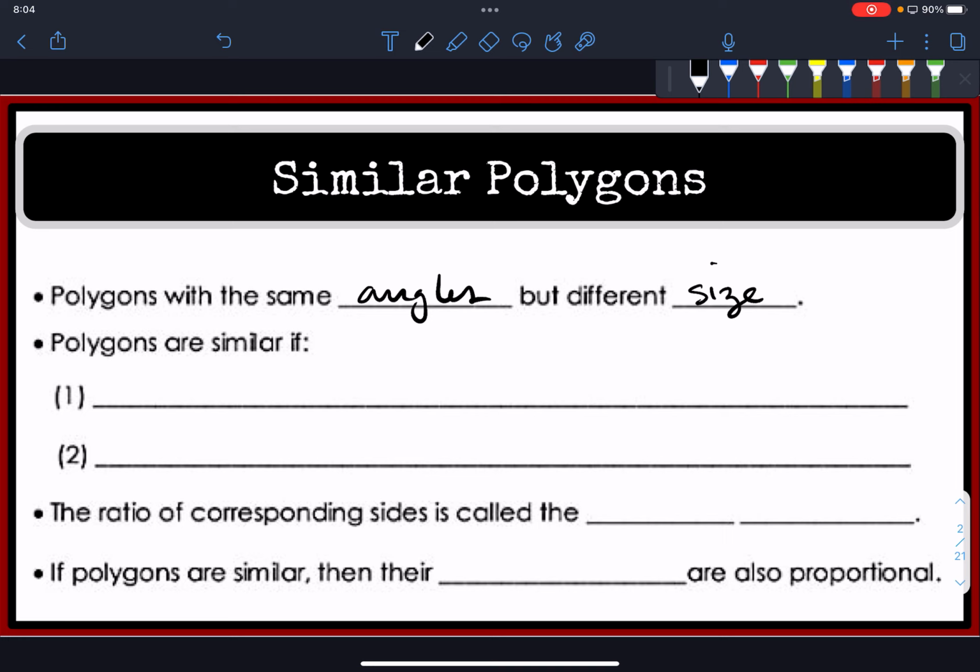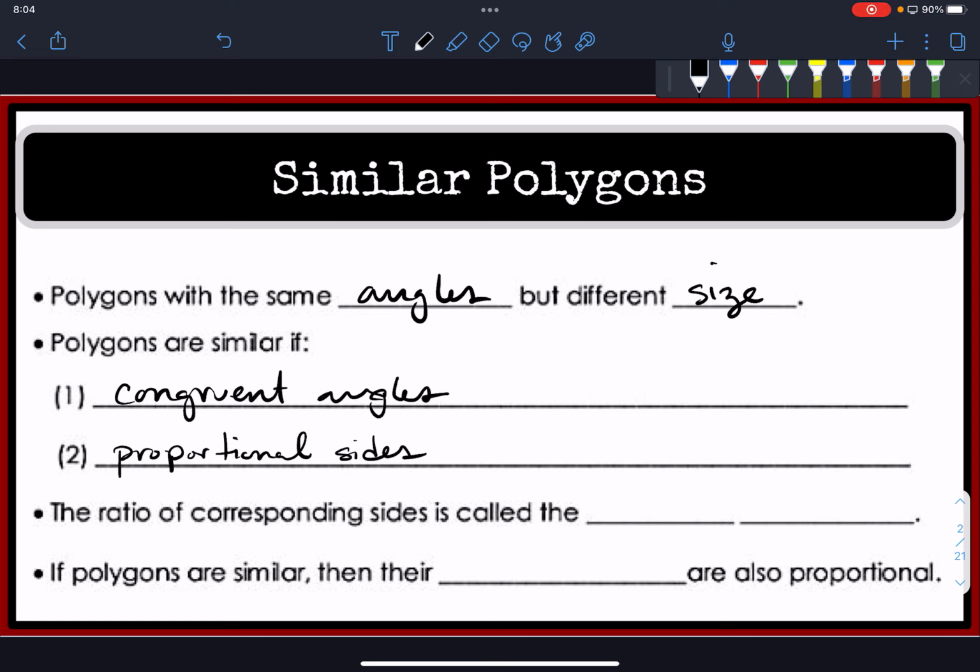Now, polygons are similar if they fall into two categories. They have proportional angles or same congruent angles, and the second one is that they have proportional sides. So in order for two polygons to be similar, they have to have the same angles, congruent angles, but the sides have to be proportional. All the sides have to be proportional to each other. The corresponding sides have to be proportional.